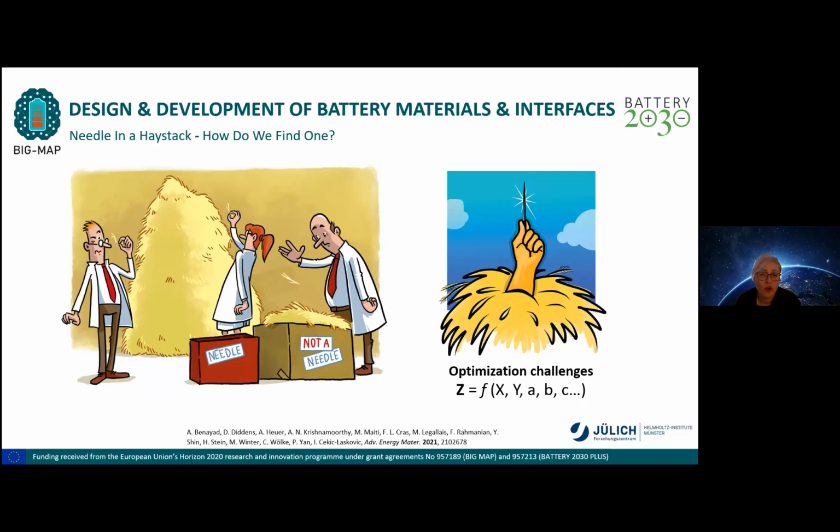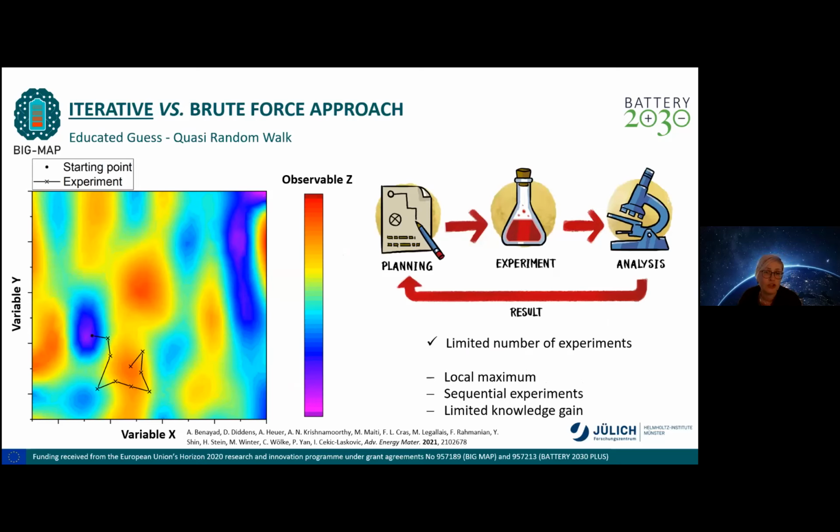And in the end, it all comes down to the optimization of so-called, let's say, the observable set, and find the optimal value of an observable set in a function of variables x, y, a, b, or c. So the question is how we do this. There are several approaches to address this issue, and the first one is the so-called classical or iterative process, in which we take a so-called quasi-random walk in order to find the optimum of the observable set in the variable space defined by variables x and y.